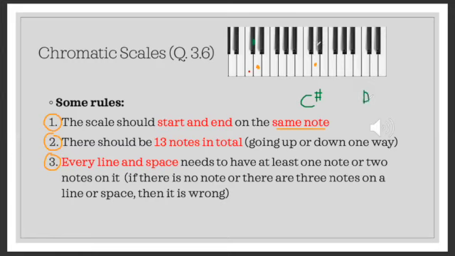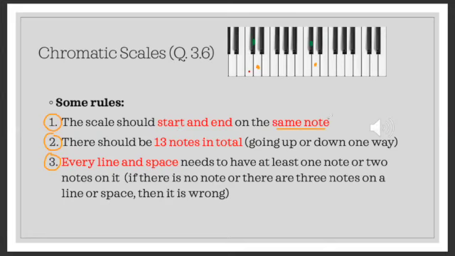If it ends on a D flat, technically that's an enharmonic note. It's the same pitch, but it's not the same note. They must be called the exact same name. So that's the first thing you check. If the first and last notes are different, then you know that there is something wrong.